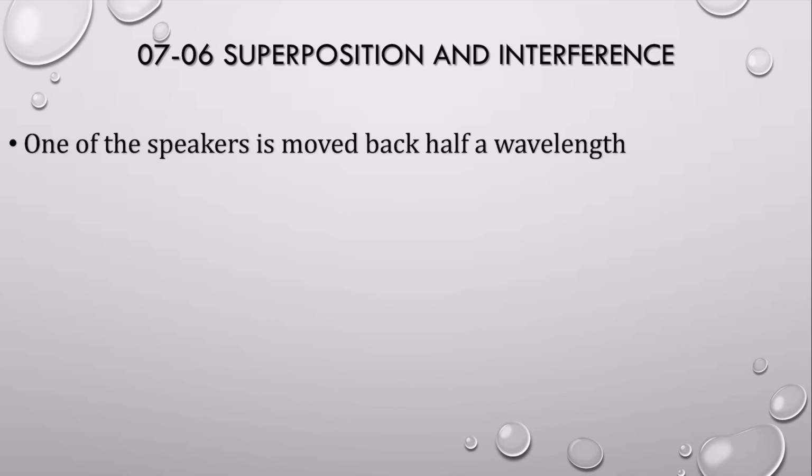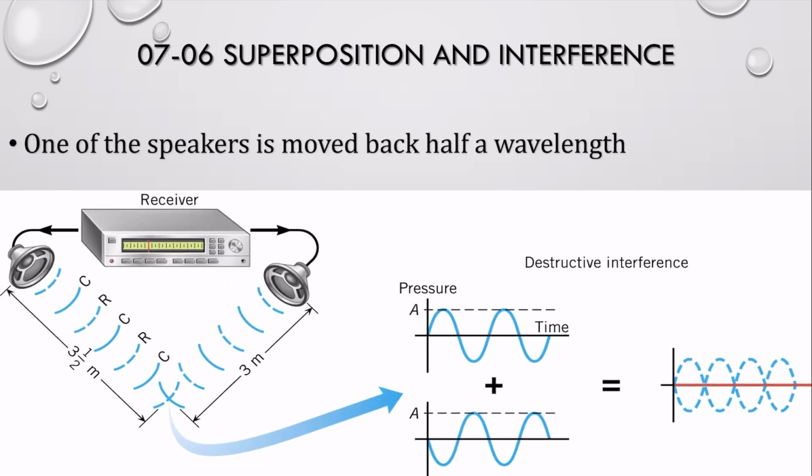What if one of the speakers is moved back half a wavelength? So now the wave from one speaker has to go an extra half wavelength. So it now has a rarefaction, meaning a condensation, or a trough, meaning a crest. The trough meeting the crest adds to make nothing. And then this condensation will meet this rarefaction, which adds to make nothing. So at that point, it's going to cancel out. And you won't hear anything. There'll be no perceivable sound at that point.